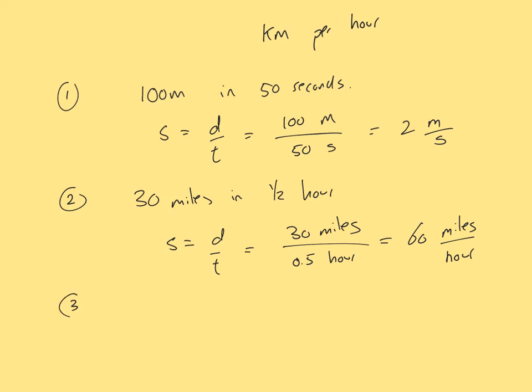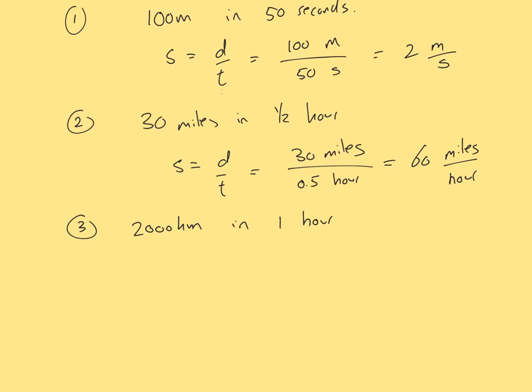And then let's do one in kilometers. Let's say something travelled 2,000 kilometers and it took 1 hour to do so. Speed is distance over time, which is 2,000 kilometers divided by 1 hour. That would equal 2,000 kilometers per hour, which is obviously ridiculously fast.